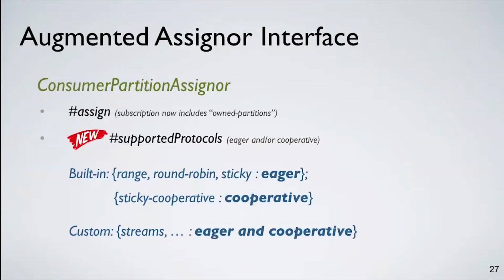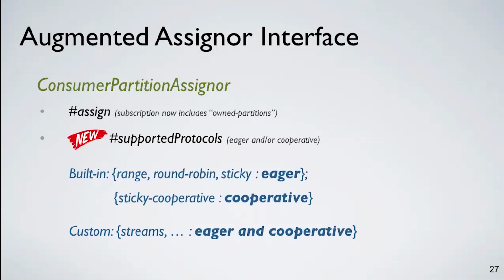Okay, so in terms of how can you do this in your own app? We augmented the Assigner interface. First of all, we include the owned partitions in the subscription. So basically, the Assigner now has the information of all the owned partitions for every member. And it can use that to try to be as sticky as possible and to try to give back all the partitions to their previous owners. And it can also use that, of course, to figure out which partitions have to be revoked first before they can be reassigned.